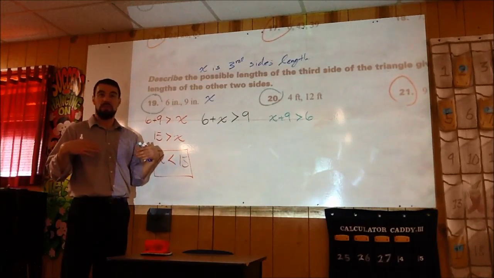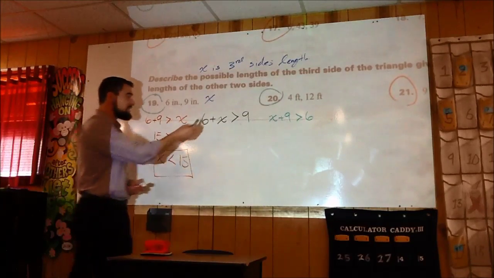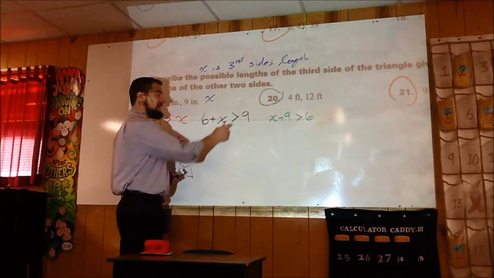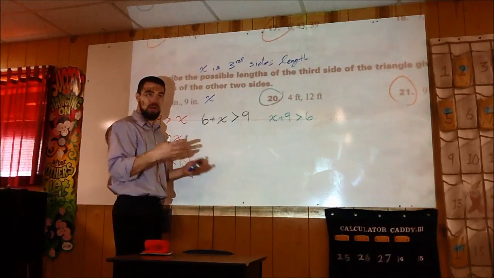It would be really far apart. So we know that it has to be less than 15. Let's look at this scenario. Okay, an inequality, it's very similar to an equal sign. So we're just going to solve this.